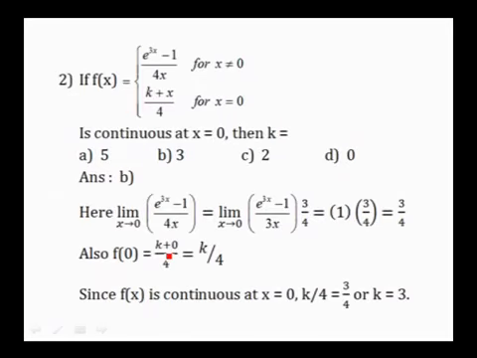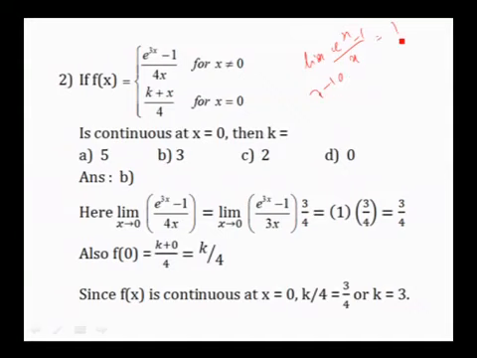Second problem: f(x) = (e^(3x) − 1)/(4x) for x not equal to 0, and k + x/4 for x equals 0, is continuous at x equals 0, then k equals? He has asked. As x tends to 0 you find that this takes the form 0 by 0. But in limits we said that the limit of (e^x − 1)/x as x tends to 0 is equal to 1.